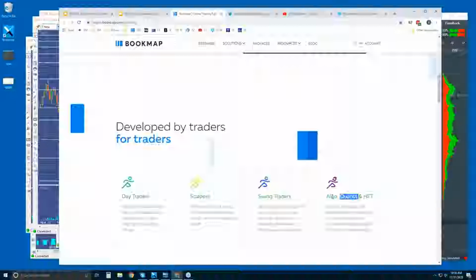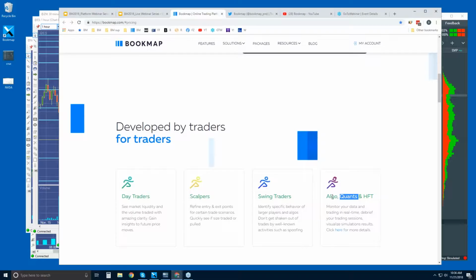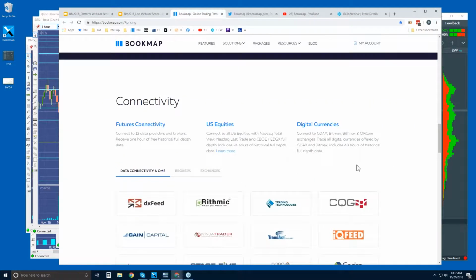Now, we noted that markets are very fractal, and as we zoom out, that same information is very applicable on much higher timeframes. So we're going to look at Bookmap on many timeframes today, especially in the advanced webinar. So I hope you can attend that. And we're going to show you how you can use the same information on the lower timeframes that will apply to the higher timeframes. All right, let's continue on.